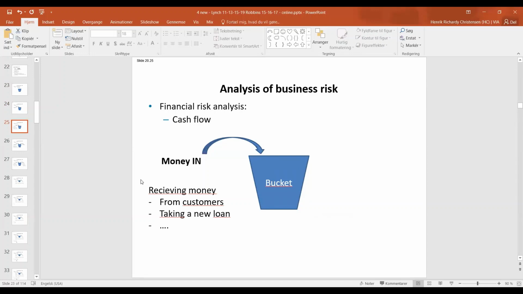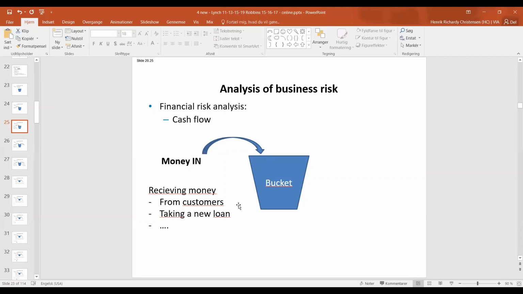Well, a company can receive money from customers. That's pretty obvious that we do get money from customers. But we could also go to the bank and we could take a new loan. So imagine a customer giving us money for a product that we have sold to the customer. That means money in. So we take the money and put it into the bucket.